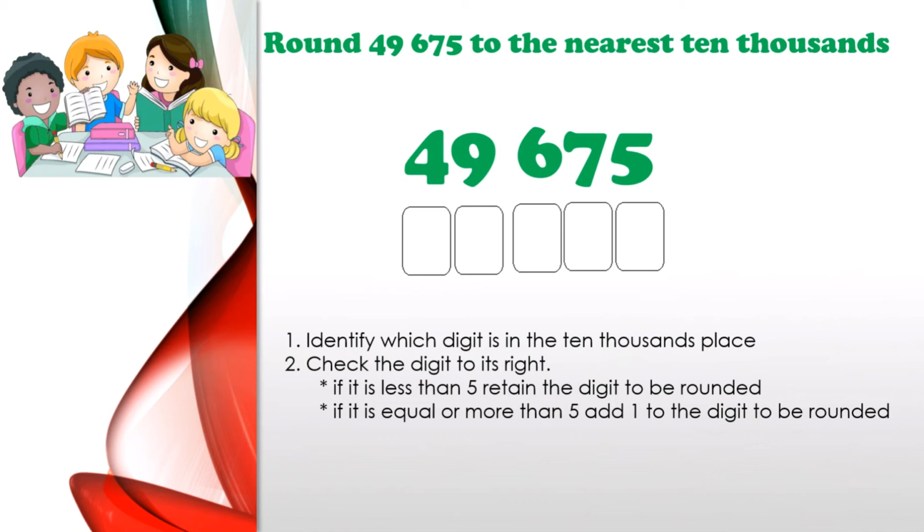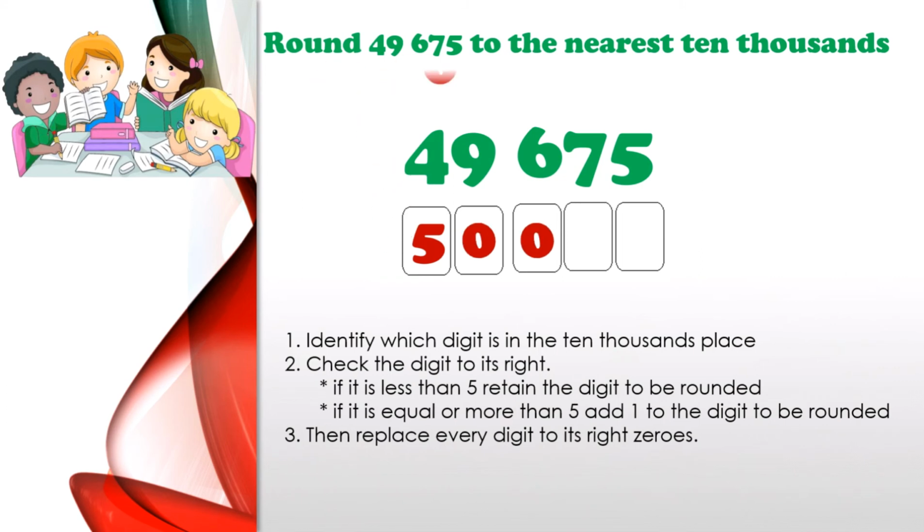So that means we were going to add 1 and that 4 will become 5. Then, replace every digit to its right with zeros. So, 49,675 rounded to the nearest 10,000 is 50,000.